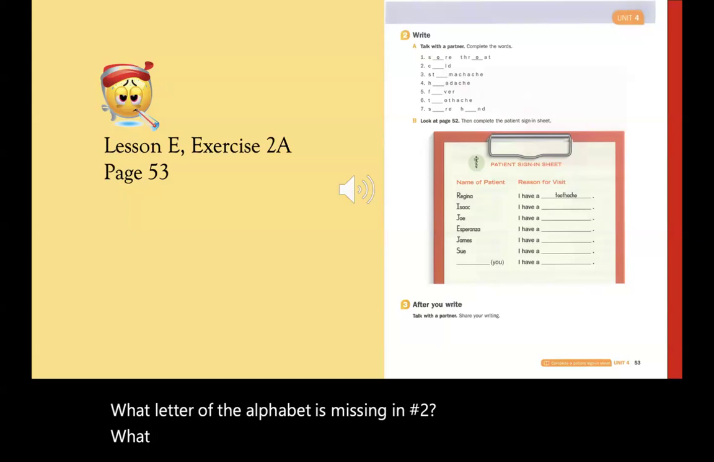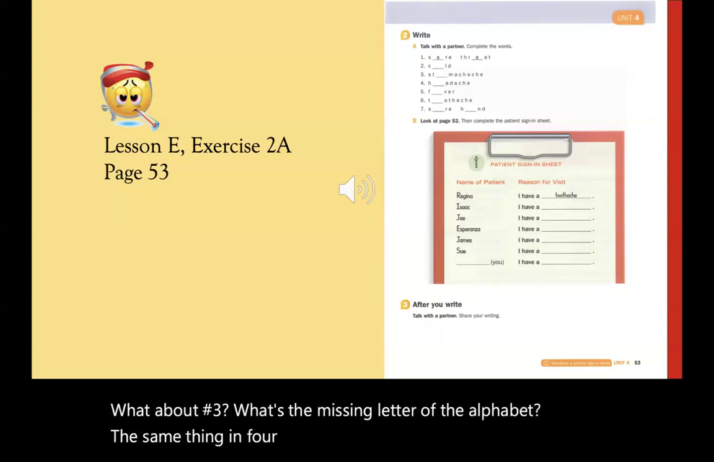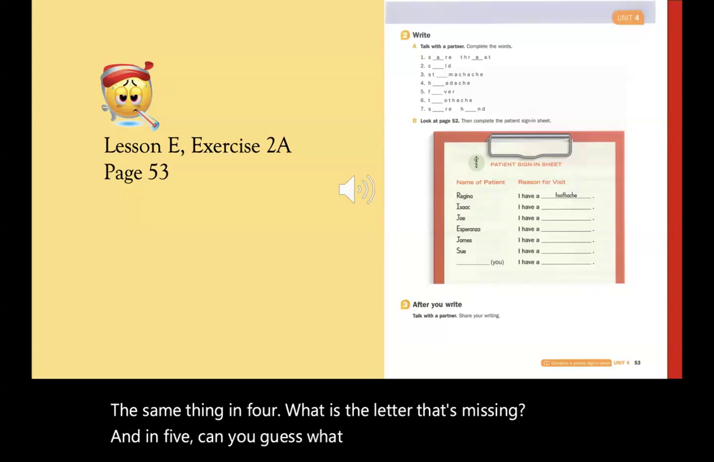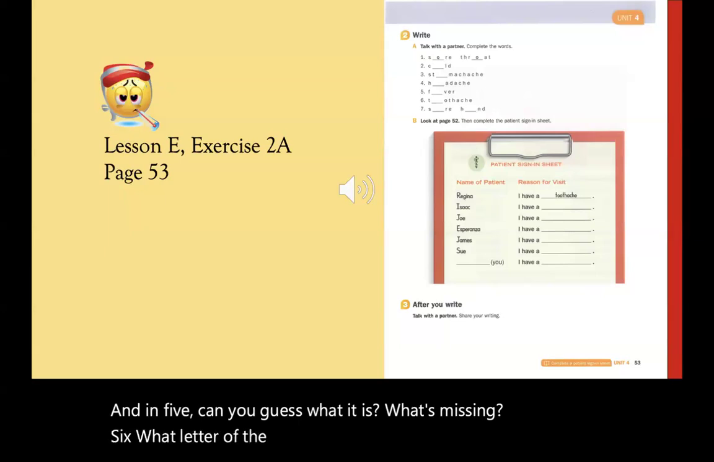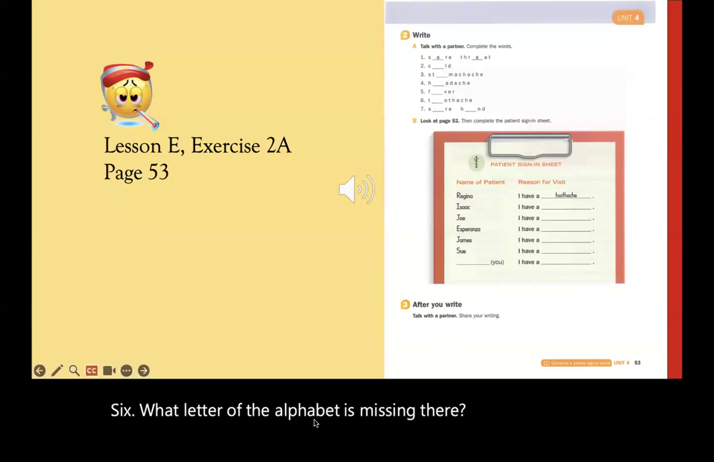What about number 3? What's the missing letter of the alphabet? The same thing in 4. What is the letter that's missing? And in 5, can you guess what it is? What's missing? 6. What letter of the alphabet is missing there? And in 7, we have 2 words. What letters of the alphabet are missing?